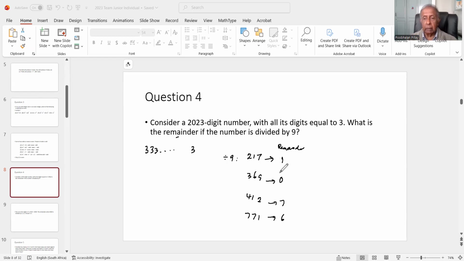But there is a very quick way of getting the remainder. If you add digits, 2 plus 1 plus 7 is 10, 18, 7, 15. You add the digits, and now you divide the sum by 9. What's the remainder? When you divide 10 by 9, the remainder is 1. And here 9 goes into this exactly, so the remainder is 0. Here the remainder is 7. 9 goes into 15 one time, remainder 6. The same thing.